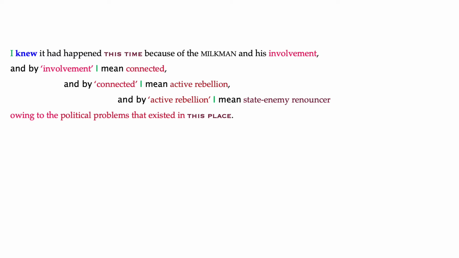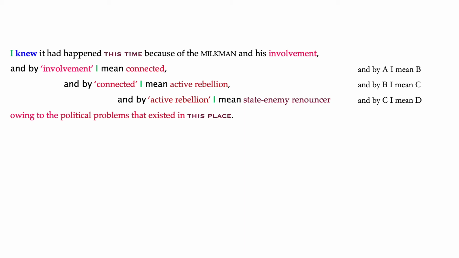Now let's look more closely at the examples. The gradatio starts with a milkman's involvement, a word that is repeated to kick off a series that goes, and by A I mean B, and by B I mean C, and by C I mean D. Through this series, this gradation, involvement gradually and in steps becomes state enemy renouncer. And then the whole series, and maybe also the way each element turns into the next, is attributed to the political problems in this place.